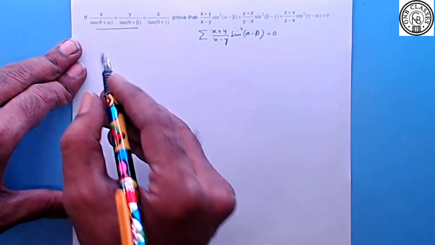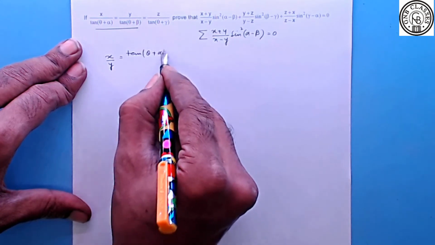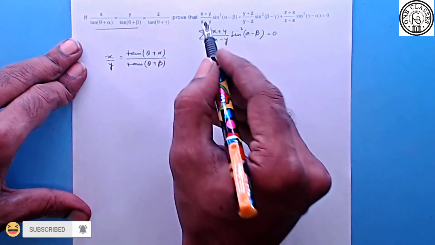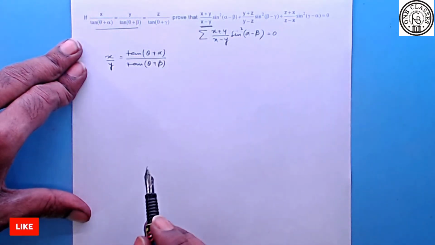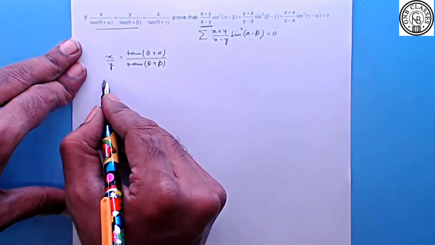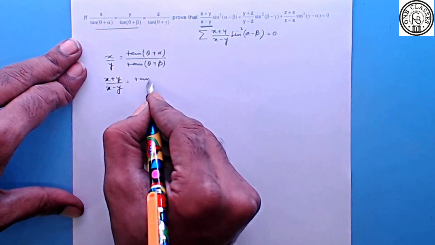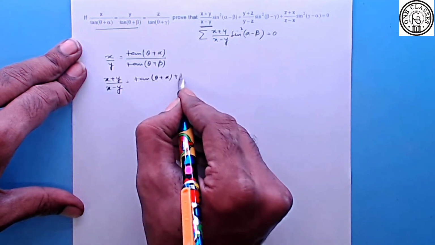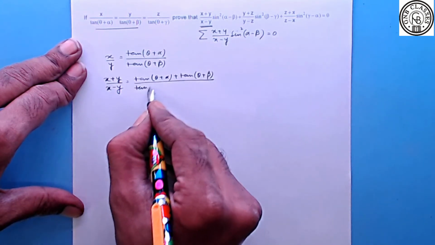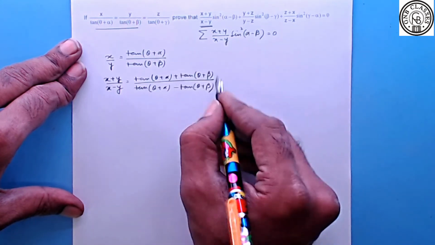Let me take this 2 first. And we can write that x by y equals to tan theta plus alpha by tan theta plus beta. One thing for sure, that since x plus y by x minus y is given over here, it demands a componendo dividendo. Okay, so apply componendo and dividendo. So what you will get? x plus y by x minus y gives you tan theta plus alpha plus tan theta plus beta divided by tan theta plus alpha minus tan theta plus beta. So that gives you what?